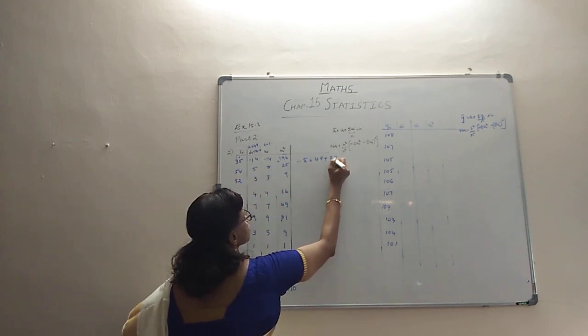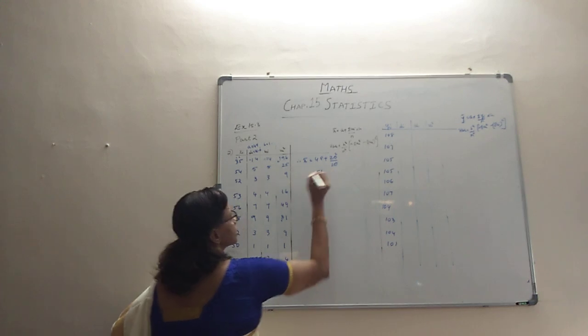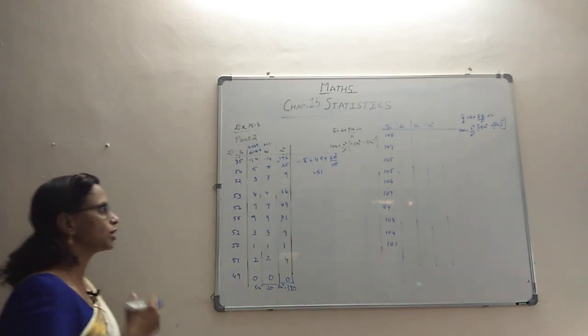H is not there, so it's 2. So this comes to only 51. That was good. First calculation was good. Now let's see what happens next.